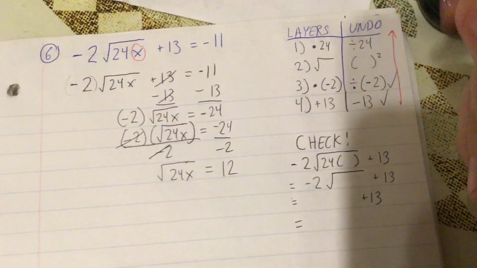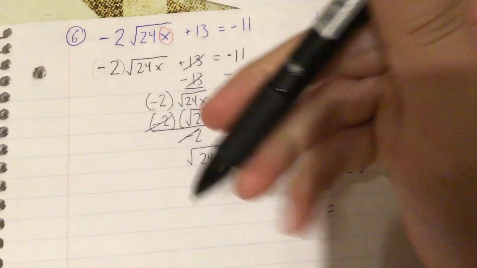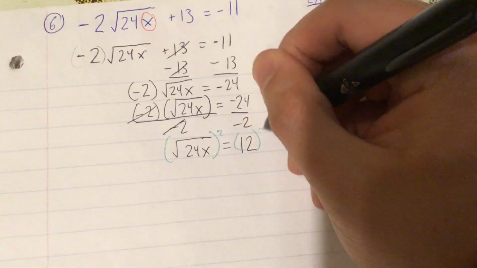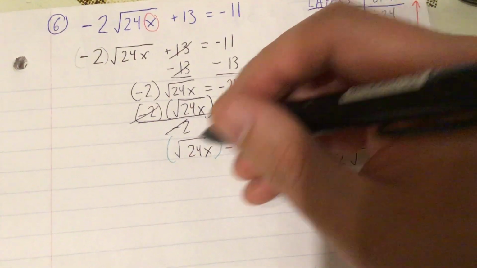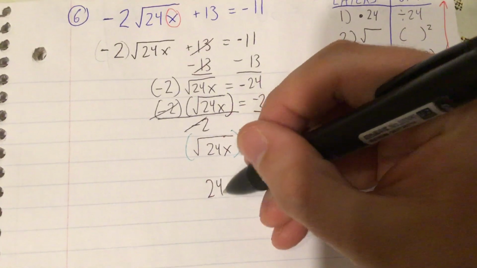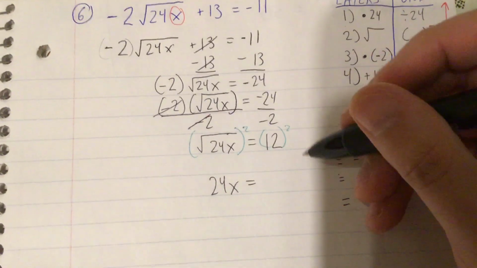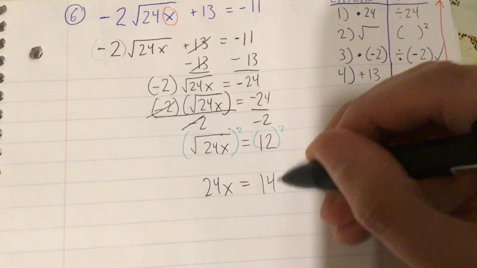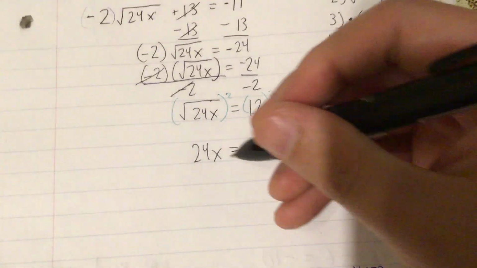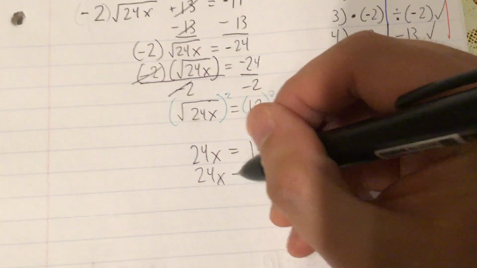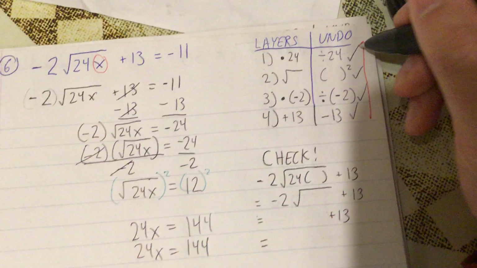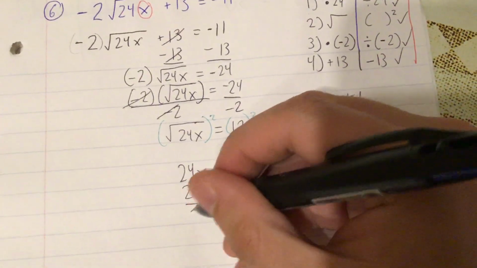And now I need to square both sides, so I'm going to get my green. I'm going to square both sides of the equation so that the square and the square root can cancel each other out. So now I've got 24x is equal to 12 squared, which is 144. Now I've got 24x equals 144. My final undo layer will be to divide both sides by 24.